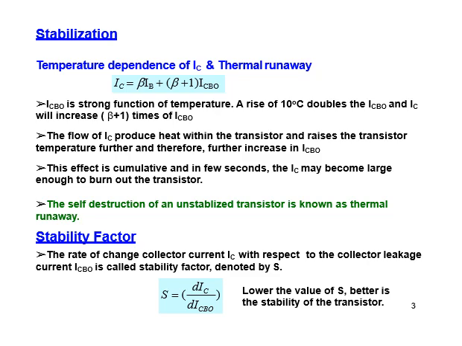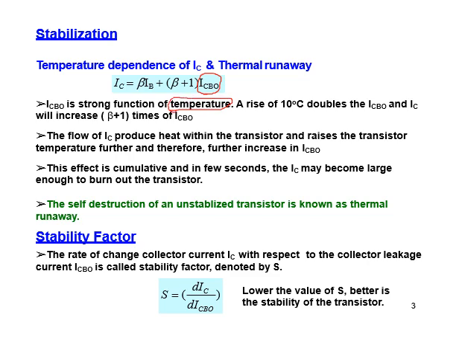First of all, we see how collector current depends on temperature and what is thermal runaway. The collector current IC of the common emitter configuration is given by beta times IB plus beta plus 1 times ICBO. Here beta is the current gain and IB is the base current, whose value is in microamperes. ICBO is the leakage collector current due to the reverse biased collector junction.